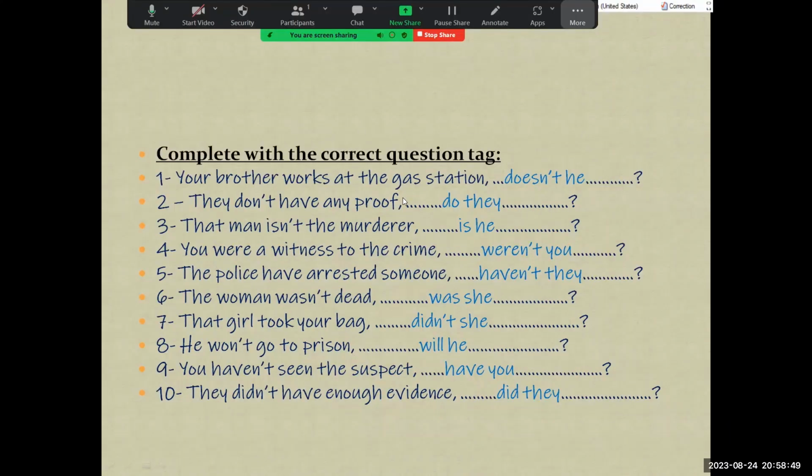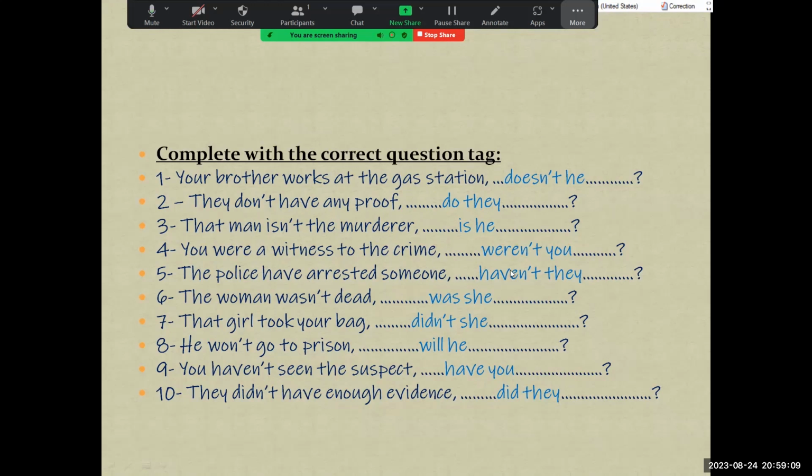Your brother works at the gas station, doesn't he? Present simple. So present simple. In the negative form, we're going to use doesn't he. They don't have any proof, do they? Negative, affirmative. The man isn't the murderer, is he? Negative, affirmative. You were a witness to the crime, weren't you? Affirmative, negative.